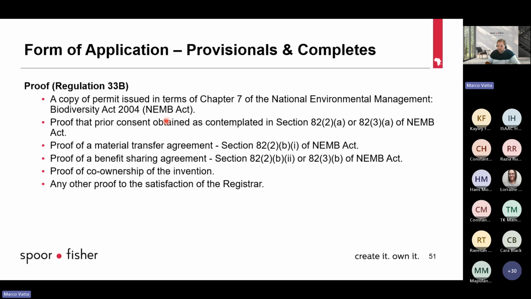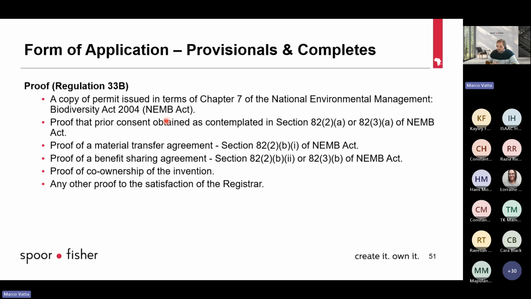Regulation 33B provides what serves as proof to comply with those requirements. So they would have had to obtain a bioprospecting permit in terms of Chapter 7 of NEMBA, the National Environmental Management: Biodiversity Act, or there must be proof that prior consent was obtained. Again, in terms of NEMBA, there must be a material transfer agreement in place, which may serve as proof of the applicant's entitlement to use the material. There must also be proof of a benefit sharing agreement in place.